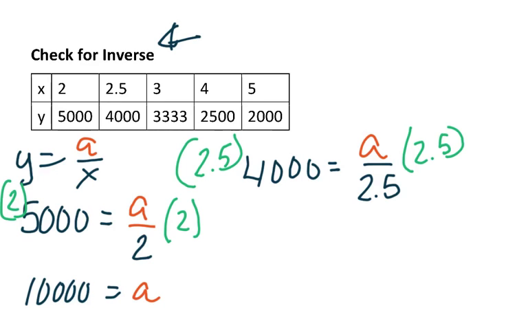And 2 times 4,000 is 8,000, and half of that is definitely 10,000. So 10,000 is equal to A. And I think you can go through and verify this.